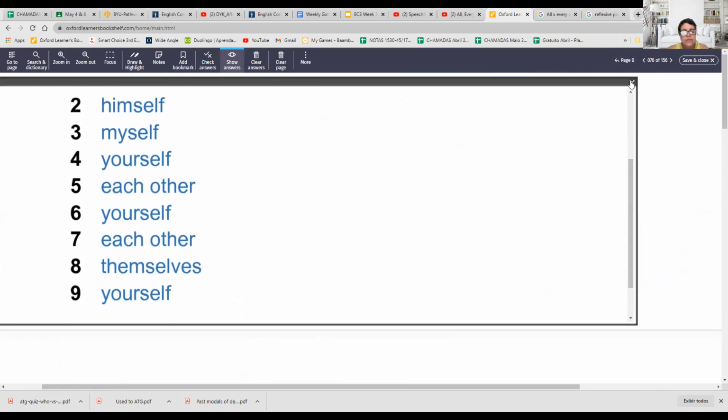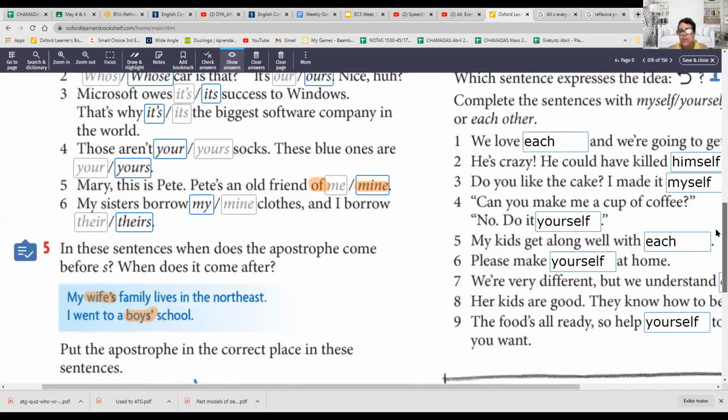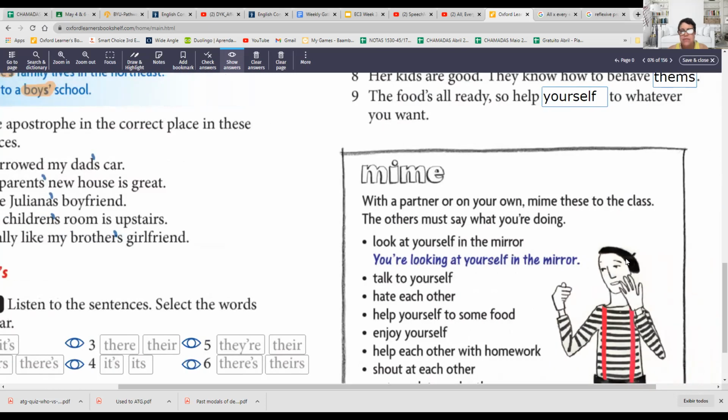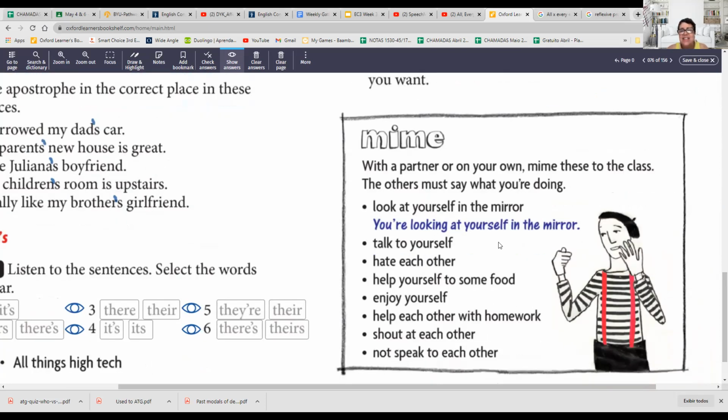Okay, can we close? Yes. So everything right. Now let's take a look here. With a partner or on your own, mime these to the class. The others must say what you are doing. So with a class online, it's a little difficult to play this game, right? Because we should have to be in the classroom to do this because everybody has to see what you are doing. And via Zoom, it's not very possible, okay? But here we have nice examples of the reflexive pronouns.